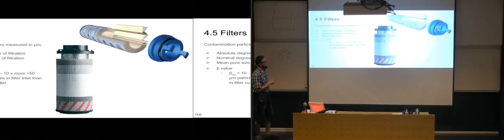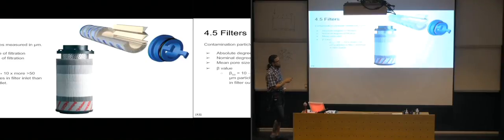The one thing we need to look at when we're looking at filters is the beta value. So for an example, a beta 50 equals 10 means that there are 10 times more particles that are larger than 50 micrometers in the inlet, so coming into the filter, than there are in the outlet, so coming out.